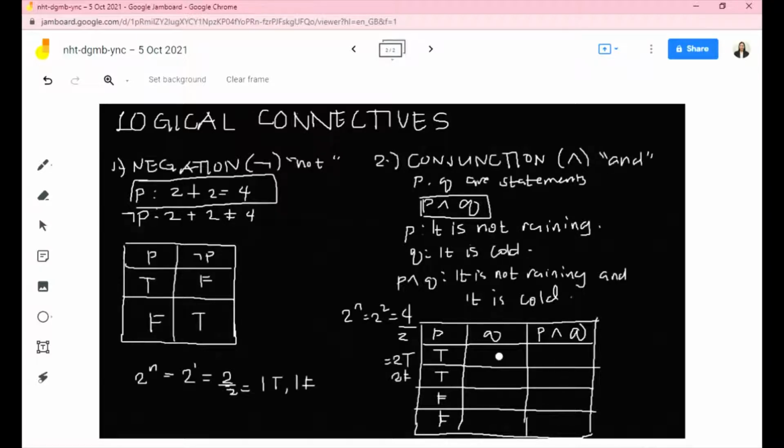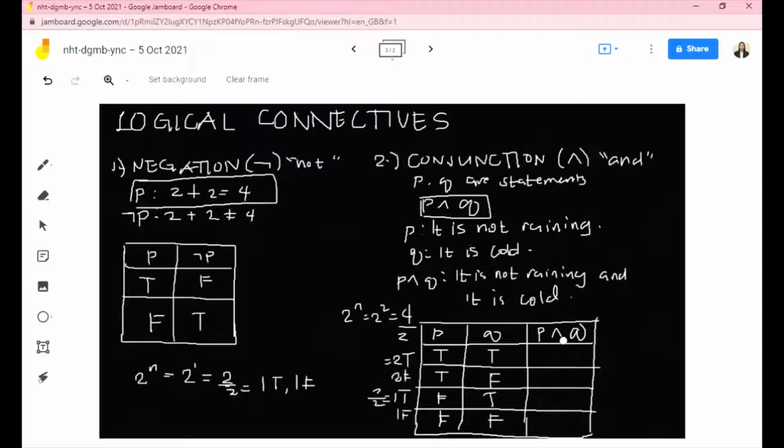Now on the second column for Q, we have 4 divided by 2, that is 2. Now the 2, we will be dividing that again by 2. So 2 divided by 2, that is 1. So the pattern will be 1 true, 1 false, 1 true, 1 false, and so on. So this is true, this is false, this is true, this is false.